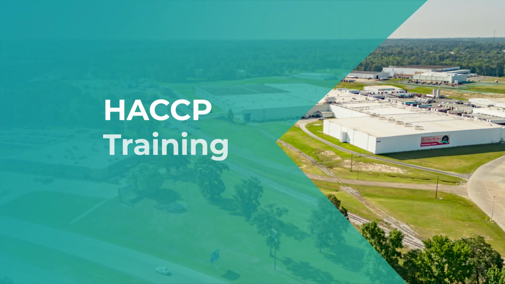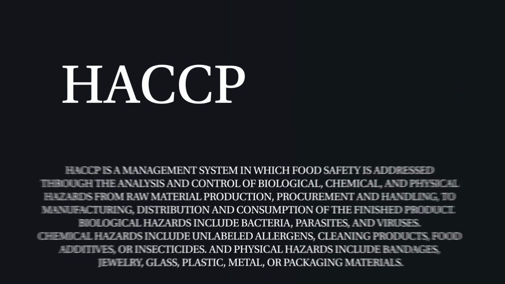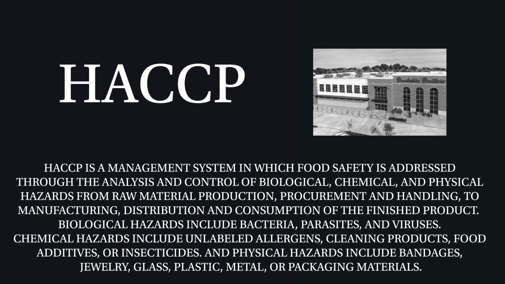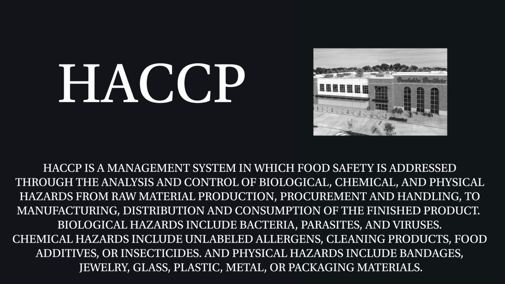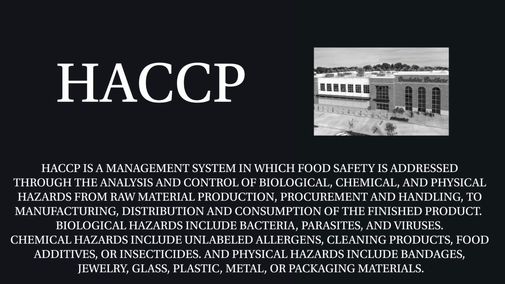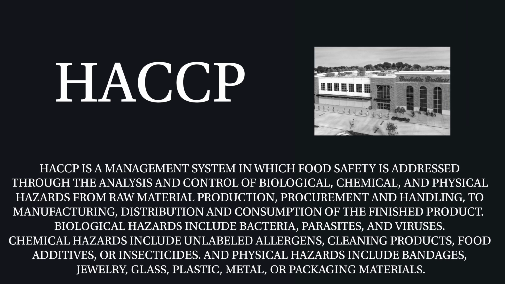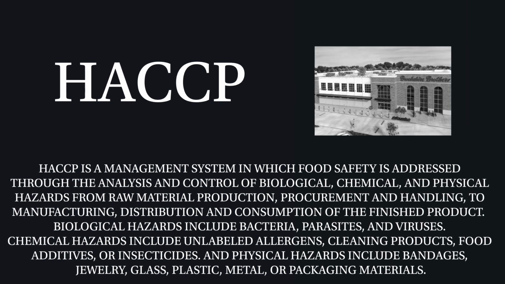First off, what is HACCP? HACCP stands for Hazard Analysis and Critical Control Points. HACCP is a management system in which food safety is addressed through the analysis and control of biological, chemical, and physical hazards, from raw material production, procurement, and handling, to manufacturing, distribution, and consumption of the finished product.